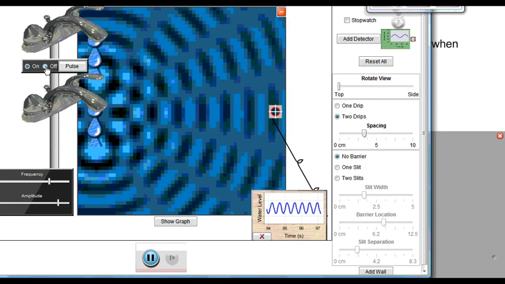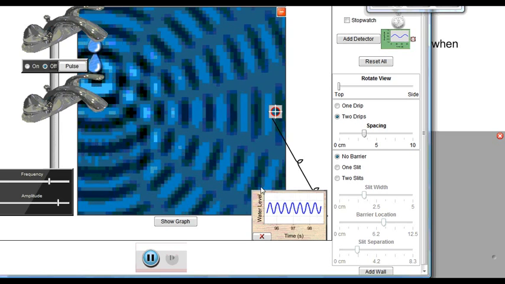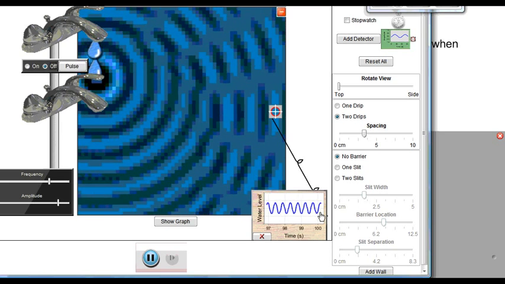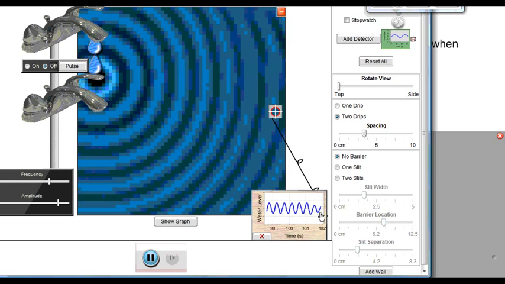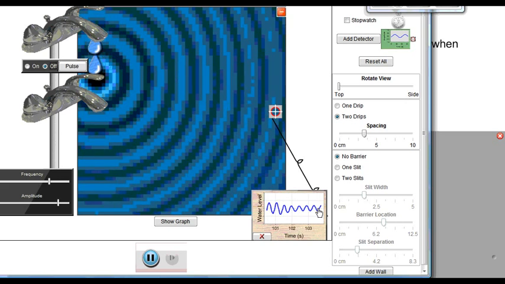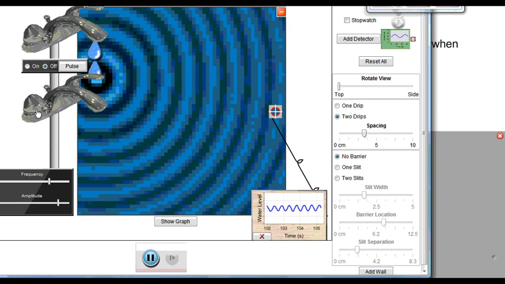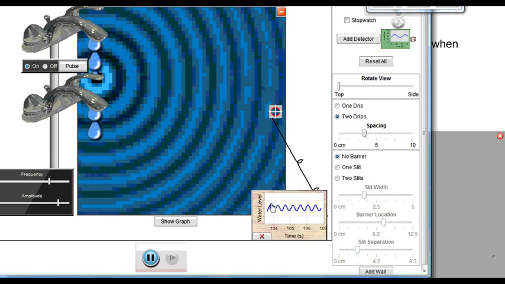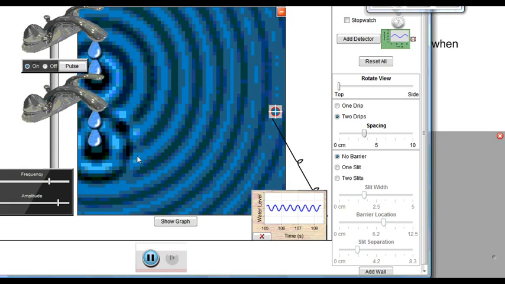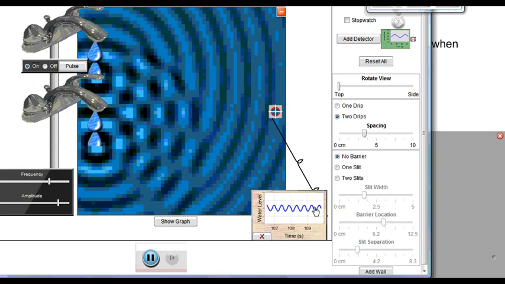If I turn one of these other ones off and let the wave actually reach there, watch what happens to the amplitude here. Once the other one goes away, it's now half as big because there's only one wave as opposed to two. I turn it back on again, give it a second to catch up, and you'll see the amplitude jump back up to where it was before.